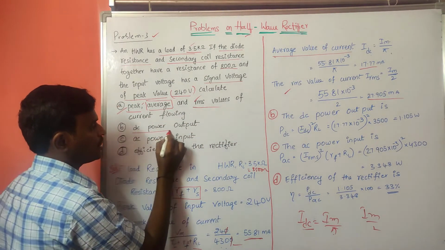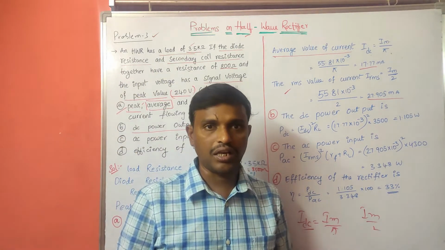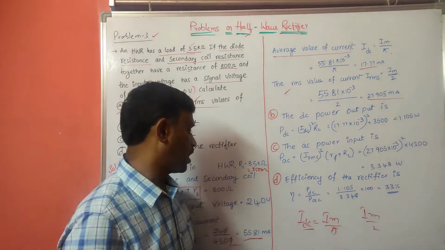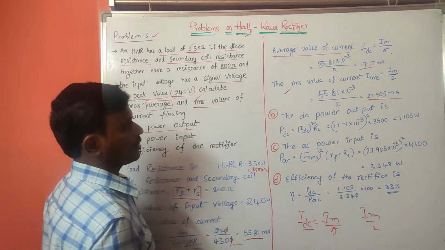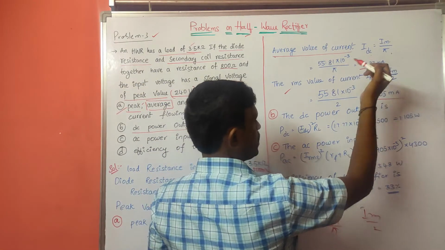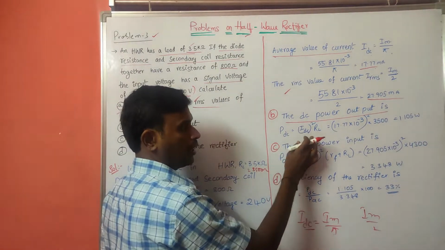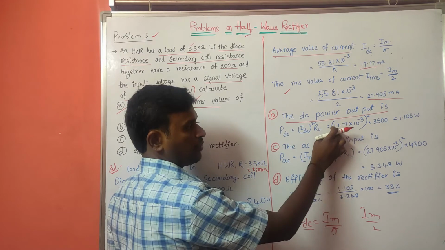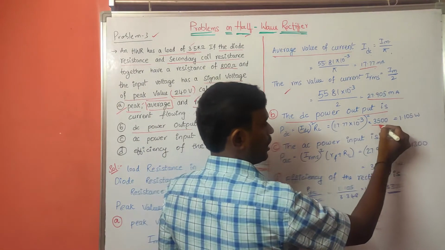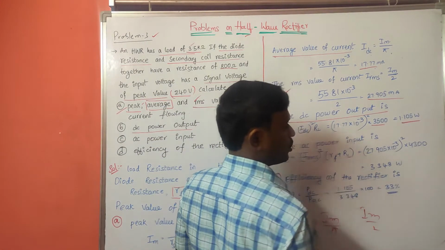The second question is the DC power output. If you know the DC current, you can easily calculate the DC power output, which is IDC square into RL. IDC we have already calculated, the average value of the current, 17.77. So the DC power output is IDC square into RL, that is 17.77 into 10 power minus 3, whole square, multiplied by RL, 3500. So you will get 1.105 watts.